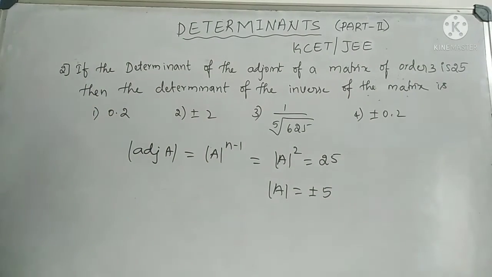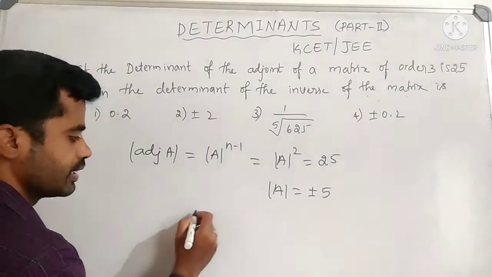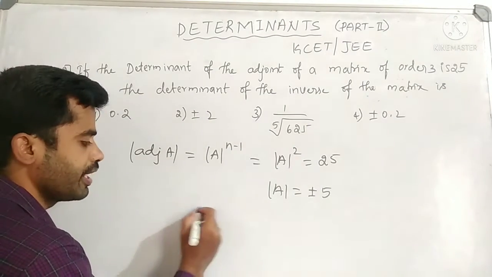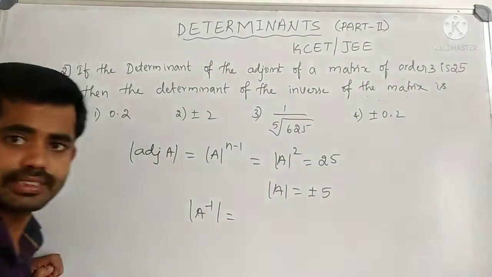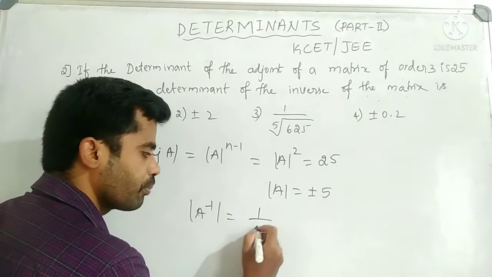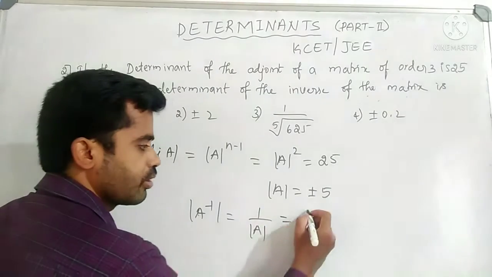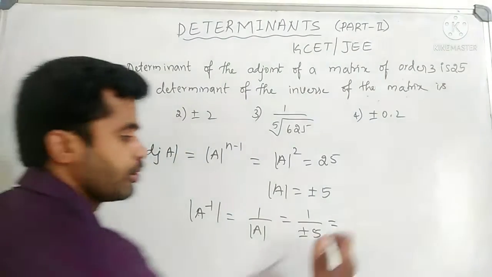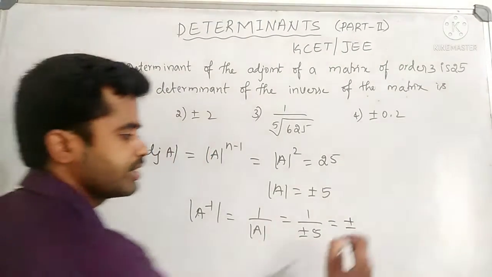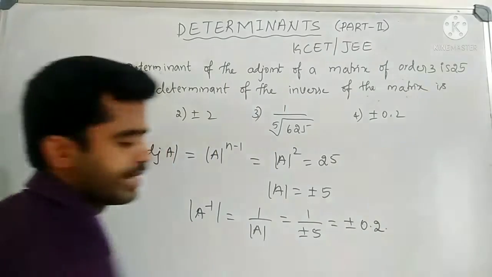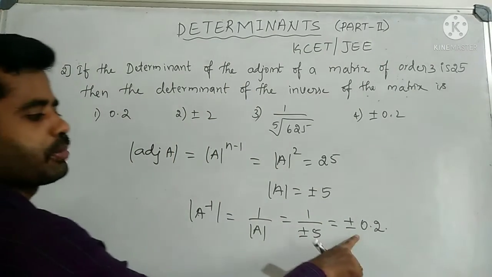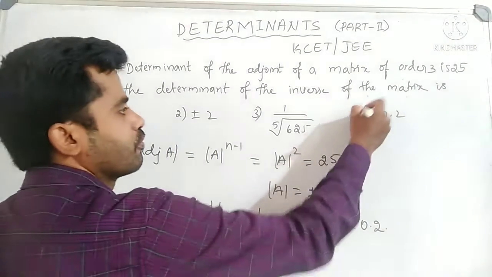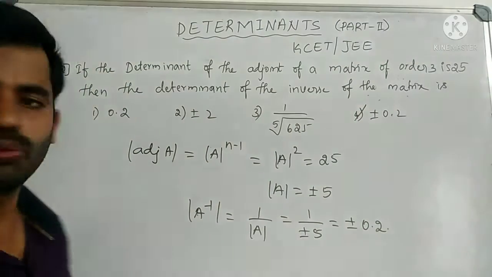Next, what we have to find is the determinant of A inverse. That can be written as 1 by determinant of A, that is 1 by plus or minus 5, which is plus or minus 1 by 5. We can write it as plus or minus 0.2. Which option? Option 4. Let me move to the next one.